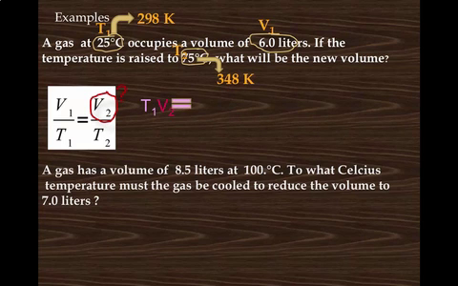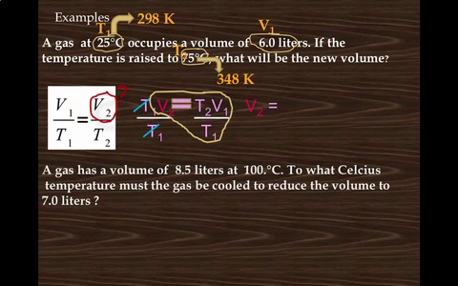So I'm going to first cross multiply. That's V1 times T2 equals V2 times T1. I want to find V2, so I'm going to divide both sides by T1 to get it all by itself, and those are going to cancel over here. So there's my formula I can use.